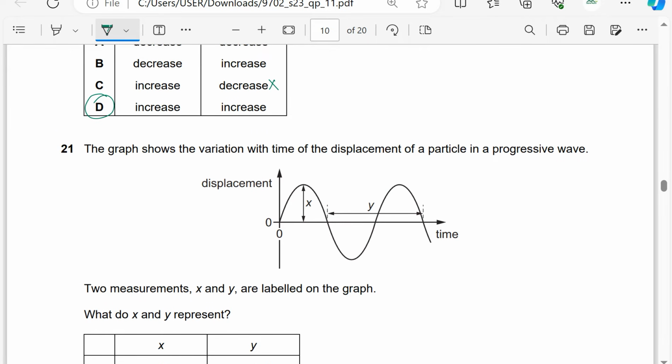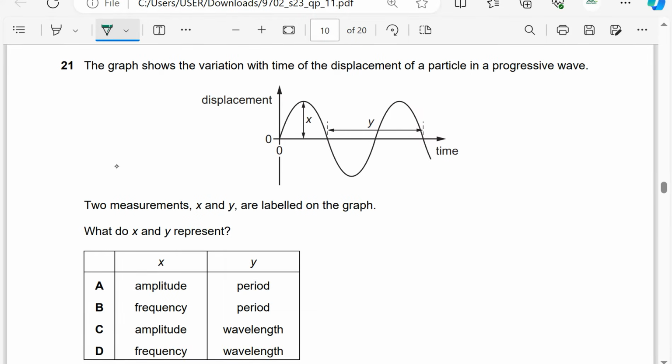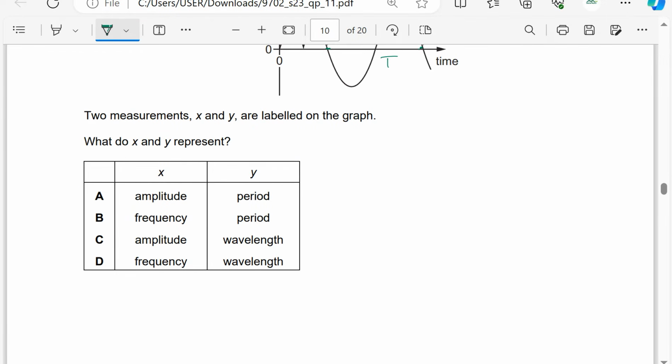The graph shows the variation with the time of the displacement of a particle in a progressive wave. Two measurements x and y are labeled. Of course, x must be maximum displacement, that is amplitude. The distance between two successive corresponding points is wavelength, or time between two corresponding points is period. So x is amplitude and y is the period. So the answer is A.